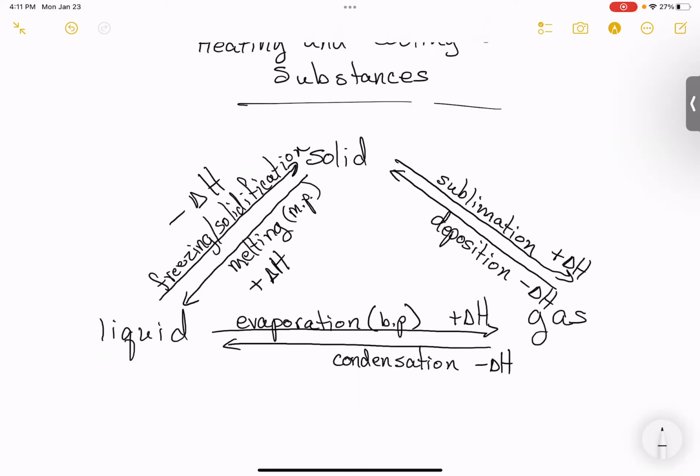Now, the neat thing about sublimation's delta H of sublimation is that it is going to be equal to the delta H of melting plus the delta H of evaporation. The enthalpy of sublimation is equivalent to the enthalpy of melting plus the enthalpy of vaporization. Because, folks, if you're going to sublime something, you've got to overcome all of the forces all at one time. So you've got to add them all together.